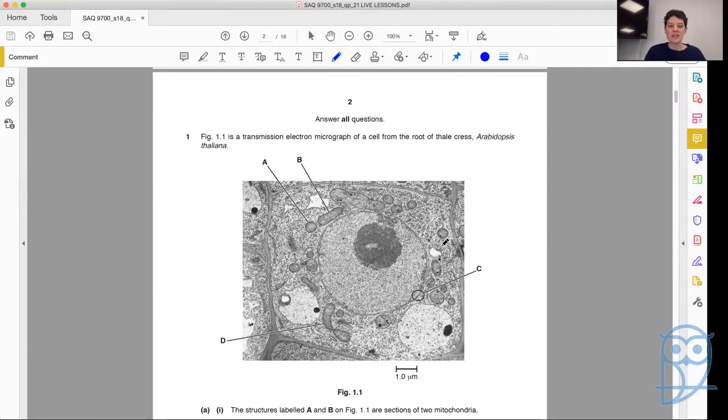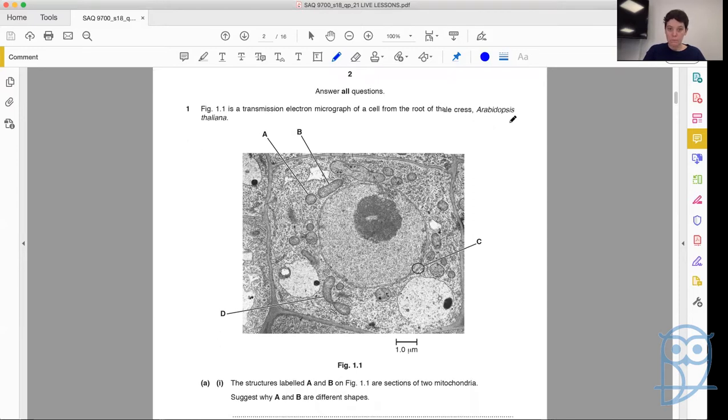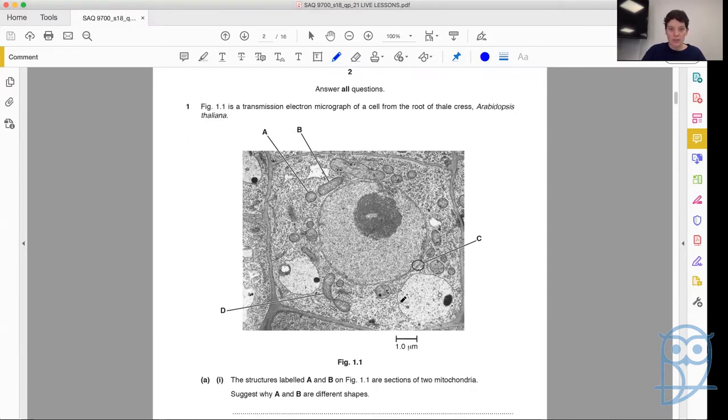Figure 1.1 is a transmission electron micrograph of a cell from the root of tail cress, Arabidopsis thaliana. We have a pretty obvious cell wall, which is lovely. Might help if I plug my pen in. Okay, right, we are in business. Pretty obvious cell wall running down the outside here. Then we can see various things going on inside the cell, and we have a few things labeled.